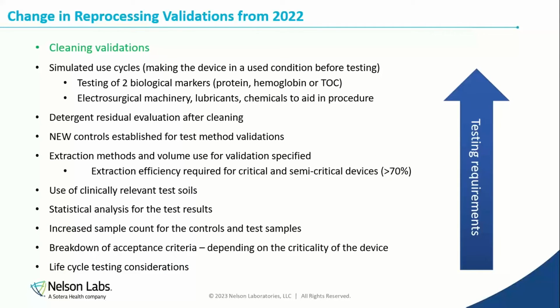Now for the current document, published last year for cleaning validations, everything remained the same. The only thing that changed was that you have to apply statistical analysis to the test results. So now you have to provide some sort of justification if your replicates are not statistically significant to each other. And the standard does provide lots of examples, and they're very good examples and easy to follow.